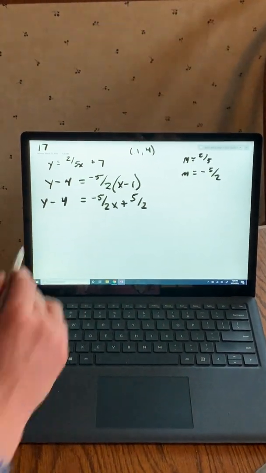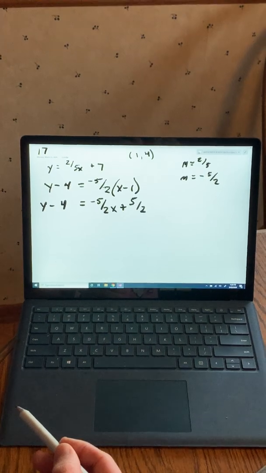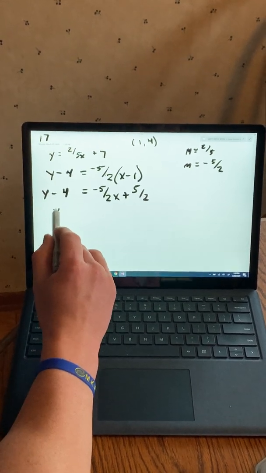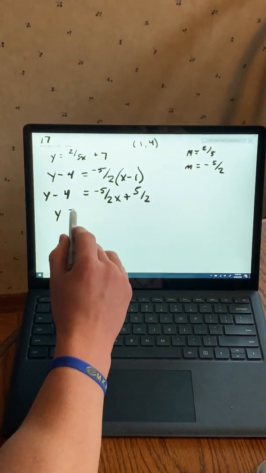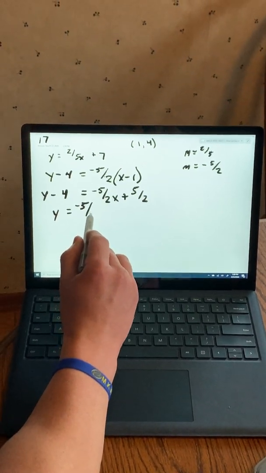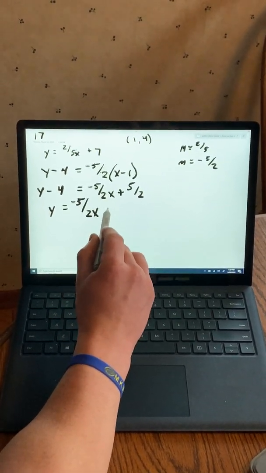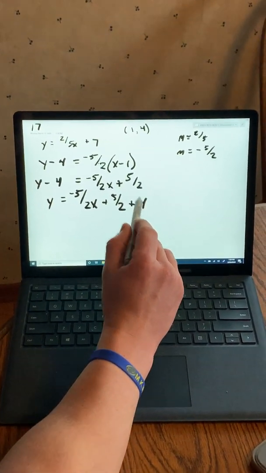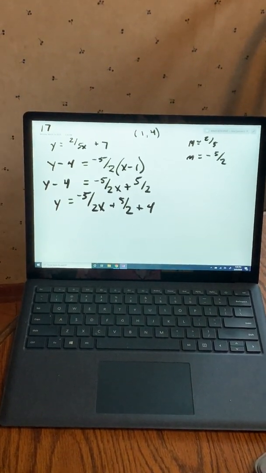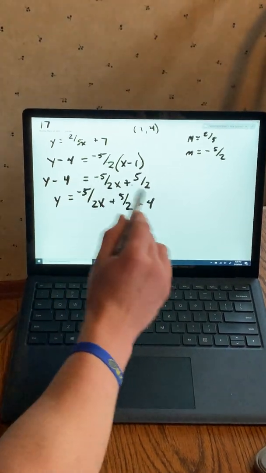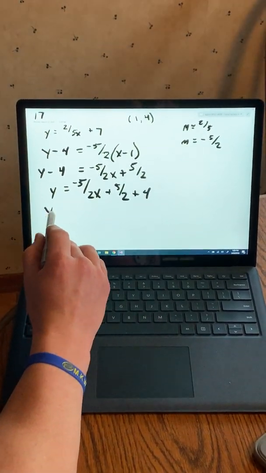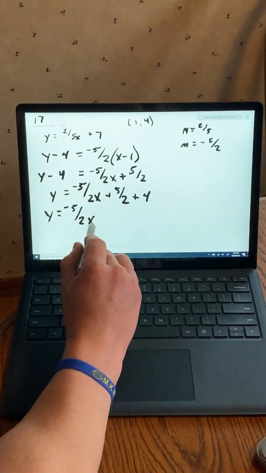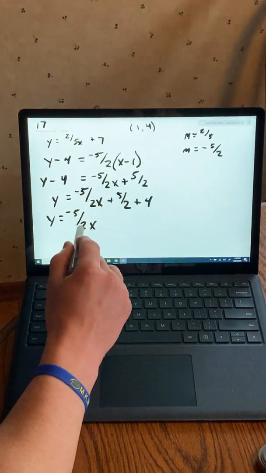We're not finished yet because y has to be all by itself in order to be in slope-intercept form. So this -4 has to go to the other side. Once it crosses that line, you change the sign. So now it becomes y equals -5 halves x plus 5 halves plus that 4. Now that -4 is gone because you took it to the other side. Now we put in y equals -5 halves x. That is our line. It's going to be perpendicular.